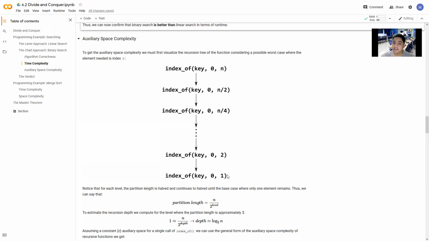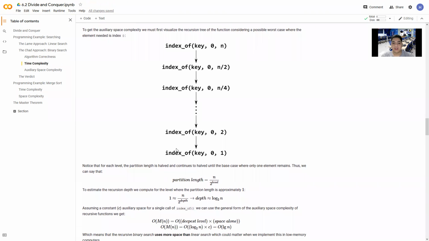This is the worst case assumption where the element we need to find is at index 0. There will still be other cases wherein this can happen as well, that would be at index n minus 1, and there will be several instances where this would be the case. But of course, this is the maximum number of calls that we expect.